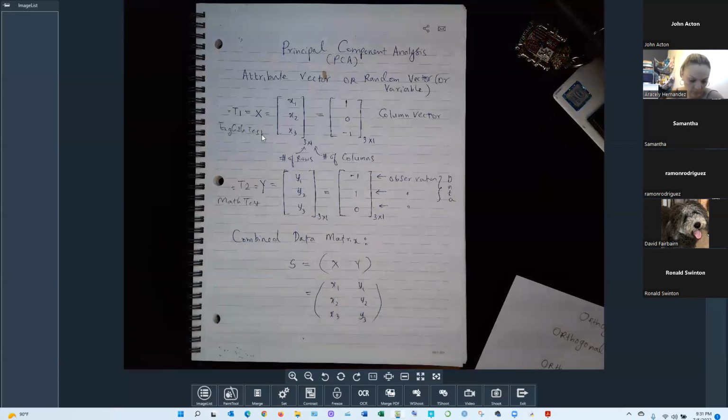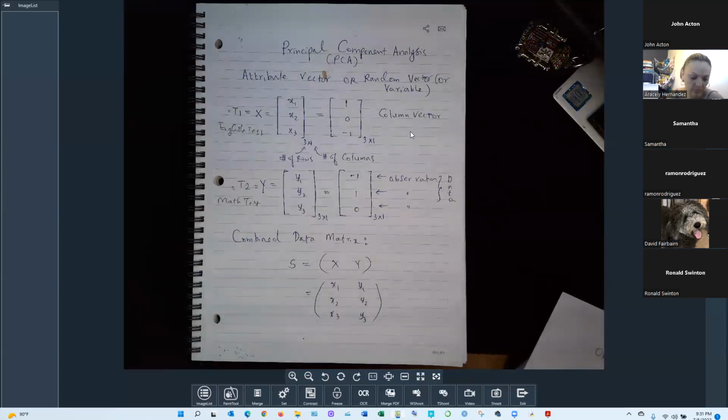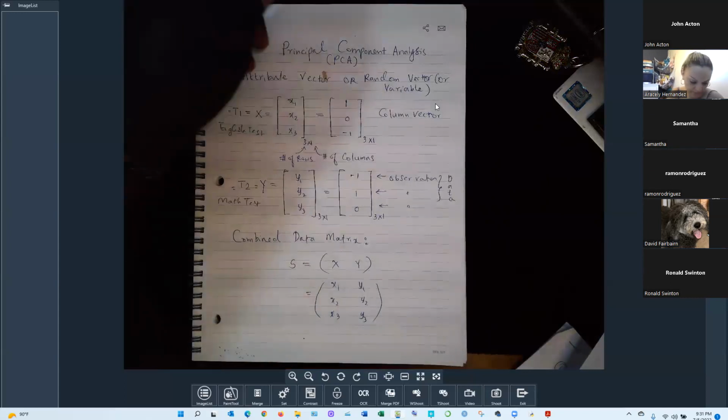Let's say that you have 2 variables. I'm going to say this is an English test and this is a math test, 2 variables. Even though this is not a dependent variable, they both are independent variables. I'm talking about just 3 observations.